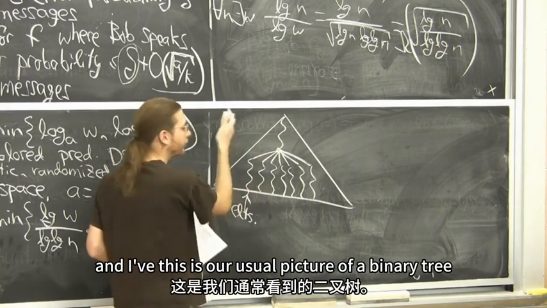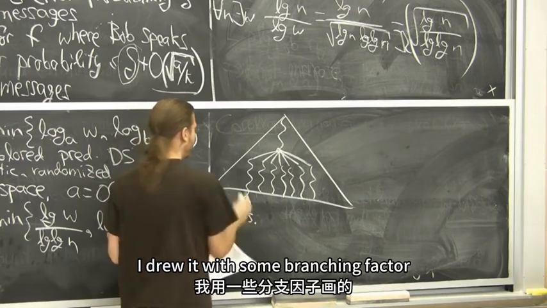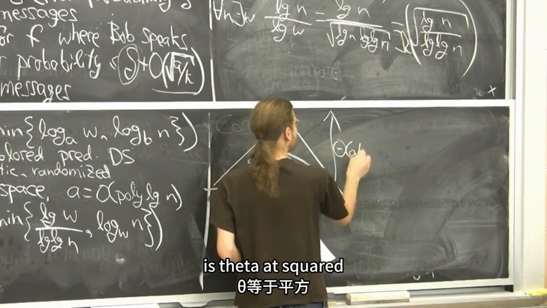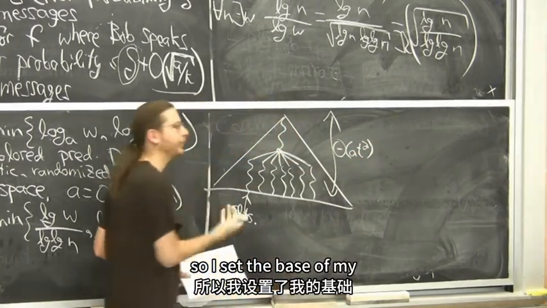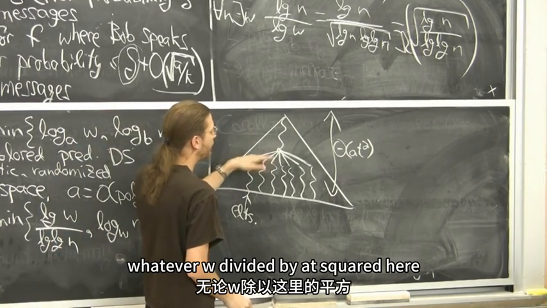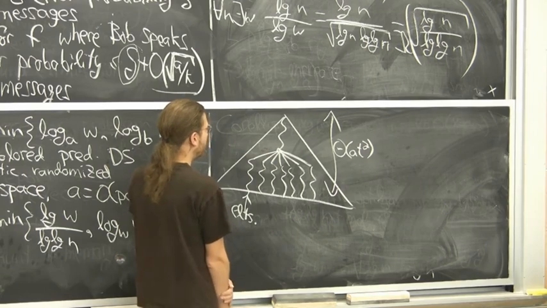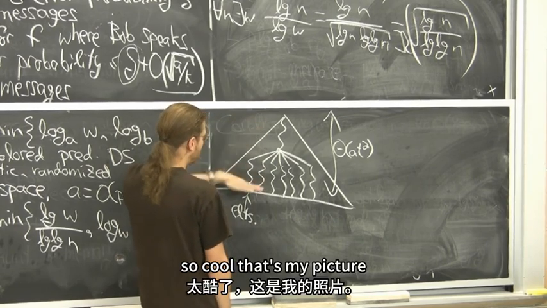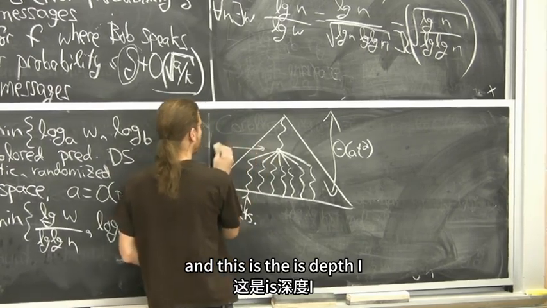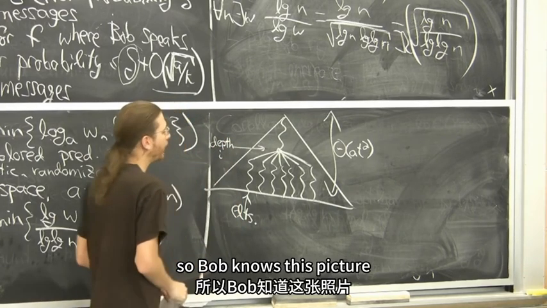And this is our usual picture of a binary tree, except I didn't draw it binary. I drew it with some branching factor so that the height of this tree is theta of t squared. So I set the base of my representation so that you branch w divided by t squared. That's my branching factor. So cool, that's my picture. And this is depth i.